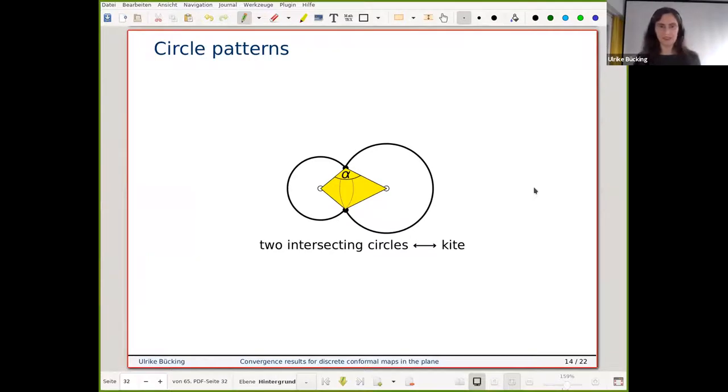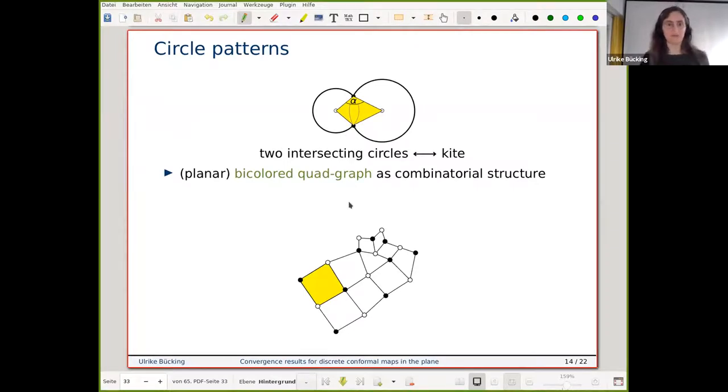So my main objects are in fact kites. Always, if I have two intersecting circles, then I can build the corresponding kites from circumcenters and intersection points. And I see here the exterior intersection angles sitting with opposite intersection points in the kites. Therefore, what I take now as a basis combinatorial structure is quad graphs. And I also want them to be bipartite, because I want to know which will be the circumcenters and which will be the intersection points. And importantly, I only consider the planar case, so everything will be planar.